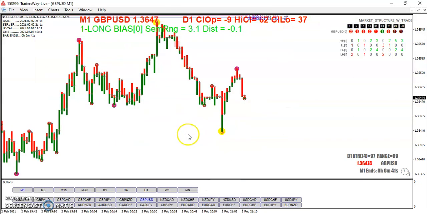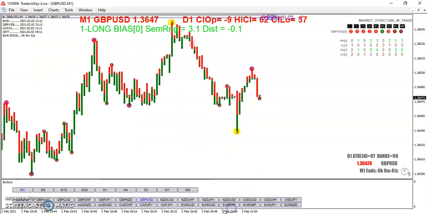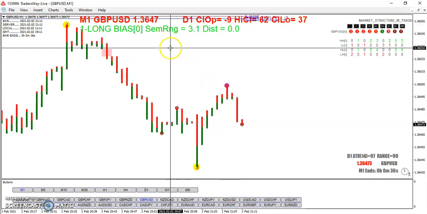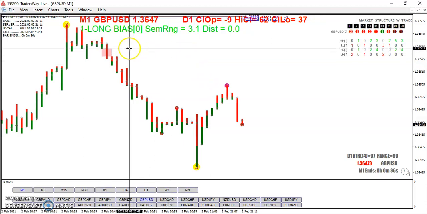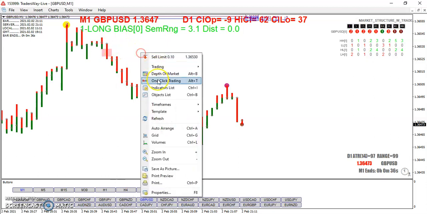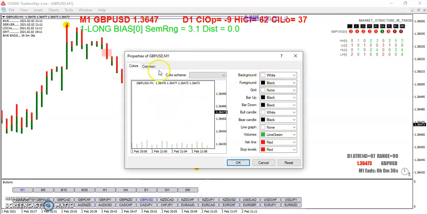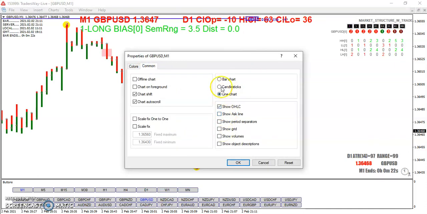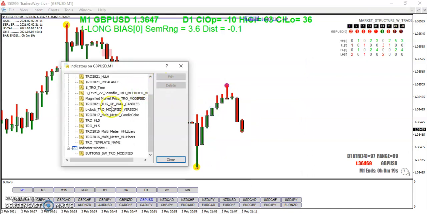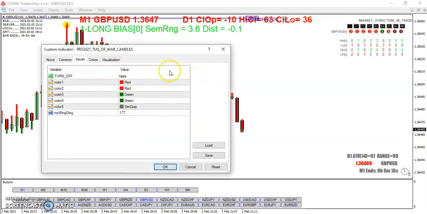Now, you'll probably go, well, what the heck's an imbalance? And I will show you. What they're calling an imbalance is right here. You see, this was the low. I'll tell you what, let me turn on the regular candles, and I will turn off the TRO tug of war candles just to make it a little bit clearer for you.